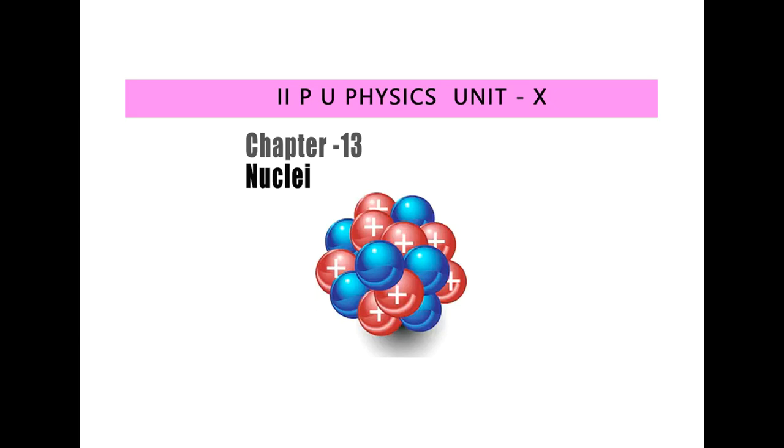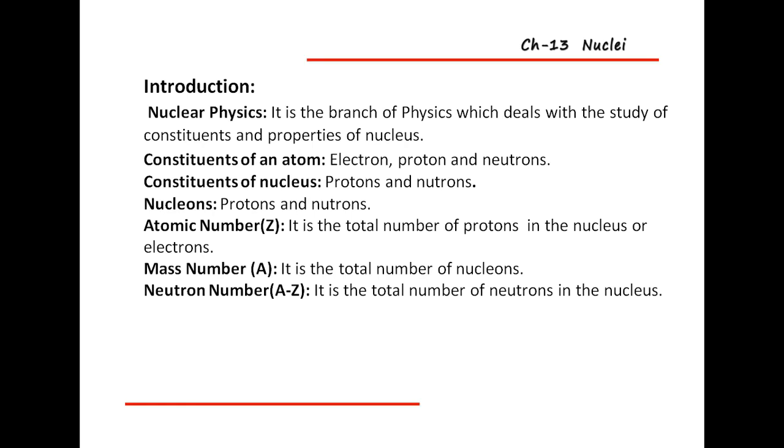So today we'll start chapter number 13, Nuclei. There we'll see the introduction. In this we'll see what is meant by nuclear physics. Nuclear physics is the branch of physics which deals with the study of constituents and the properties of nucleus. So what is meant by the constituents of an atom? Constituents of atom means electrons, protons and neutrons.